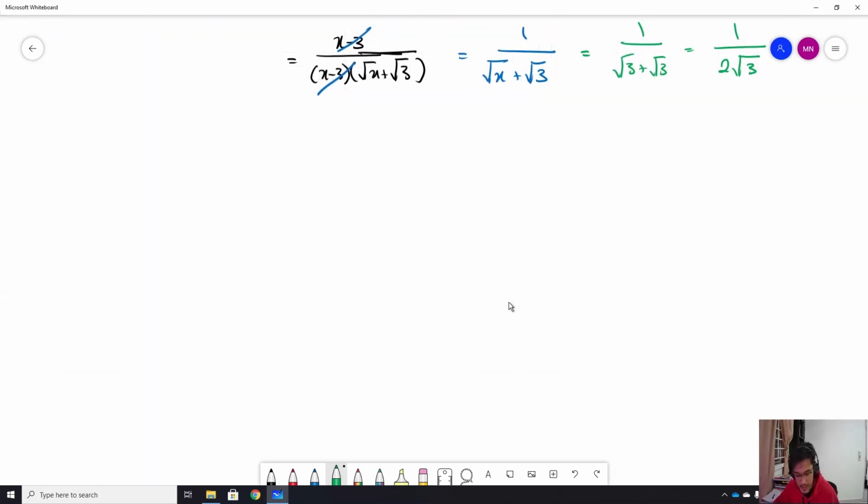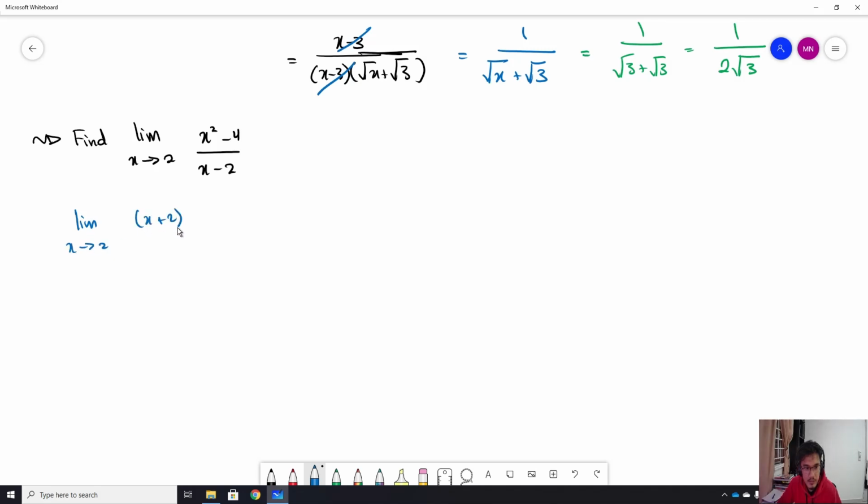So now let's look at another example of limit. Find limit x approaching 2 of x squared minus 4 over x minus 2. So this can be factorized. That will be equal to x plus 2 x minus 2 over x minus 2, which can be removed. So we have here x plus 2, so equal to 2 plus 2 equal to 4.